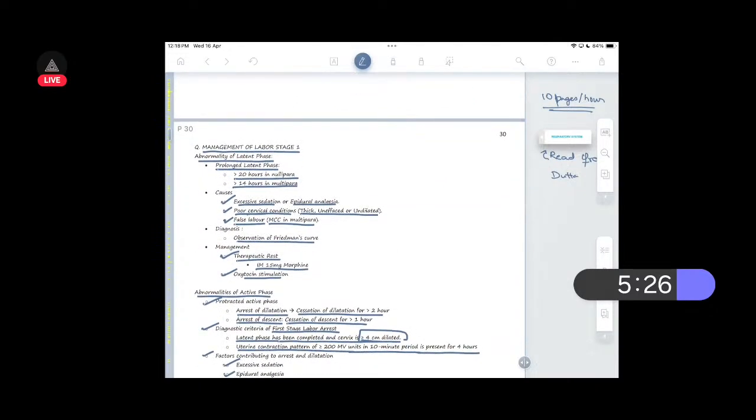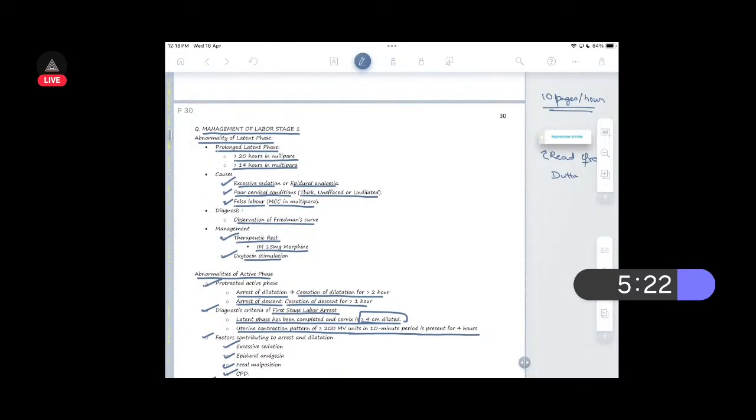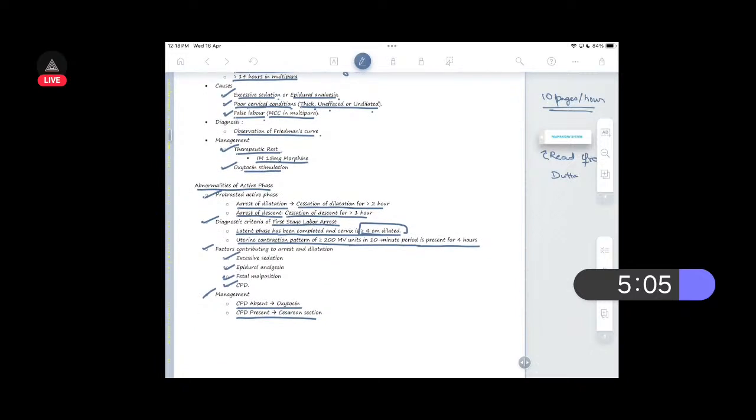Management, abnormality of the latent phase: if it is more than 20 hours in a nullipara and more than 14 hours in a multipara, then it is prolonged. Causes are excessive sedation, analgesia, poor cervical condition like thick, uneffaced and undilated cervix, and false labor, most commonly in multipara. For diagnosis, you observe the Friedman curve. Management is therapeutic rest, intramuscular 15 mg morphine, and oxytocin stimulation.